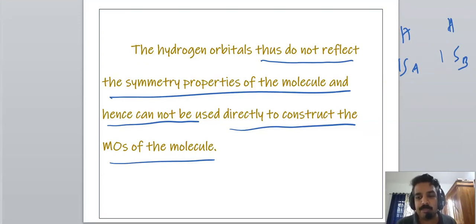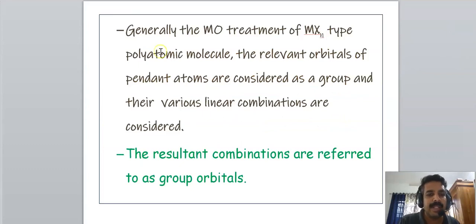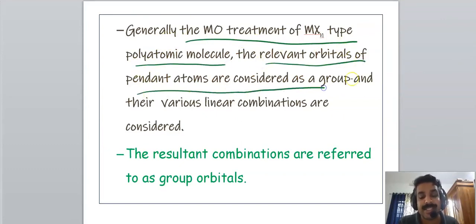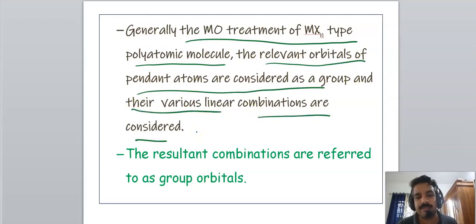So we have to, the general method is, generally in the MO treatment of an MXn type polyatomic molecule, the relevant orbitals of the pendant atoms are considered as a group. Their various linear combinations are considered. We are not using the orbitals of the pendant atoms directly. We are considering their various linear combinations, and that is called the symmetry adapted linear combinations of the pendant atoms.